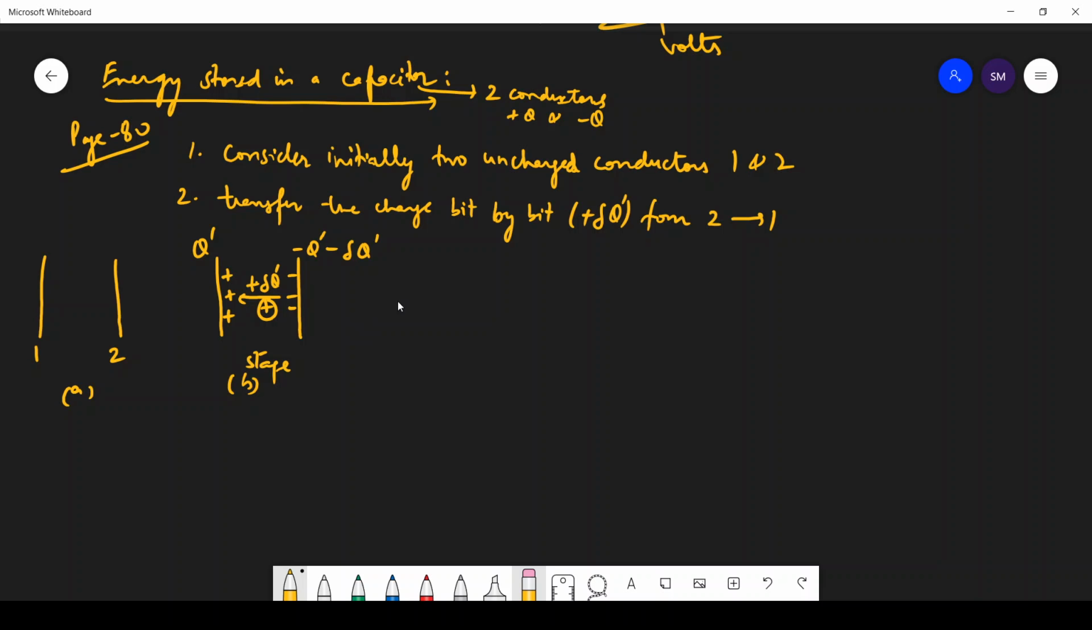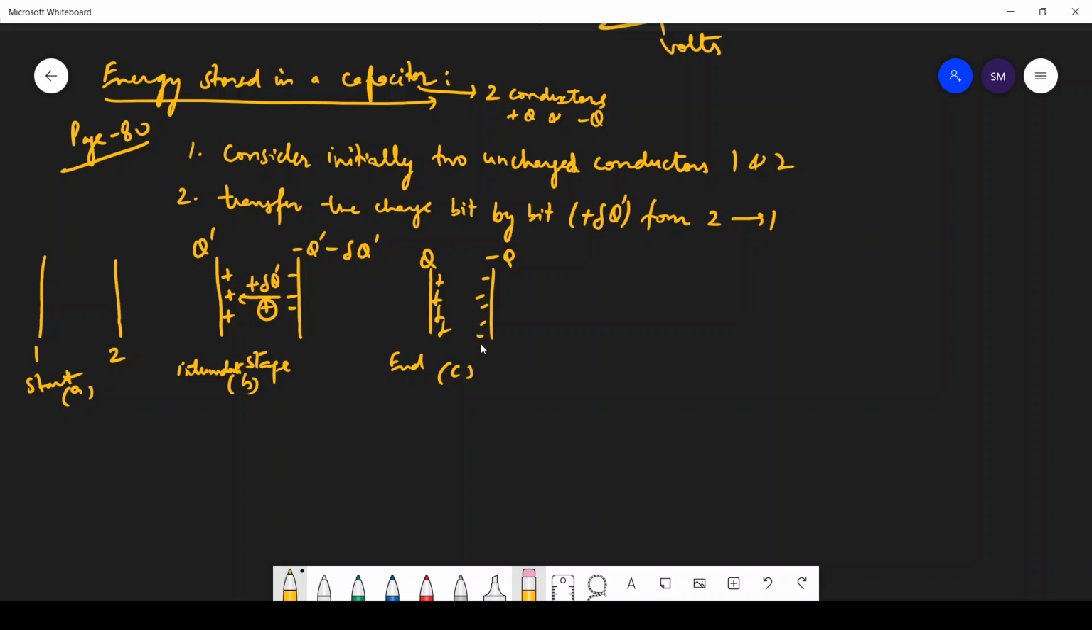So what will be there at the end? This is part C, the end; this is the intermediate stage, and this is the beginning, the start, no charge at all. And in the end, we will have the charge Q and minus Q on the plates.